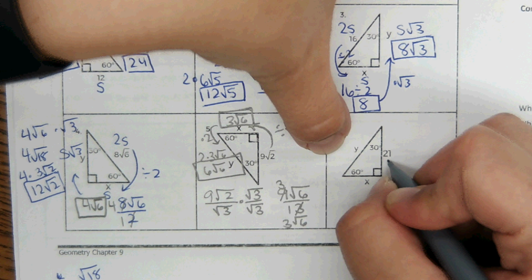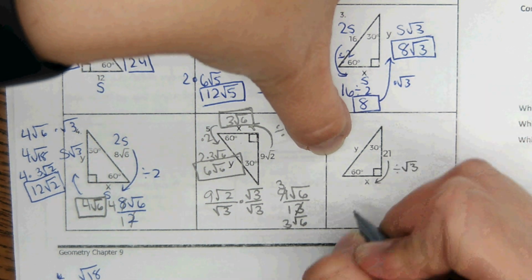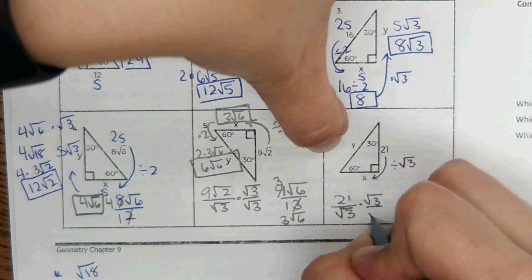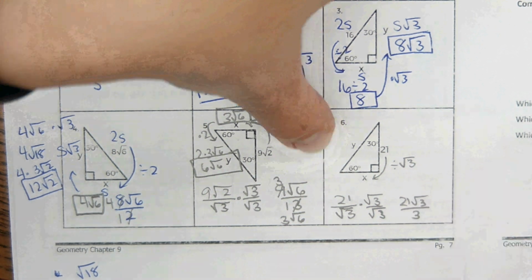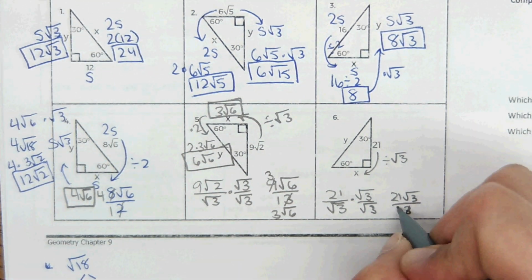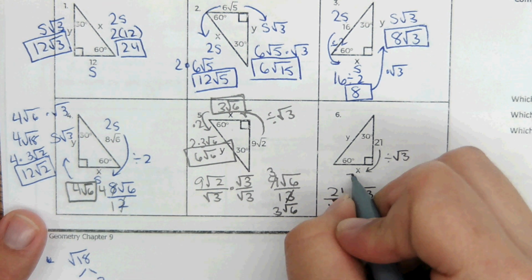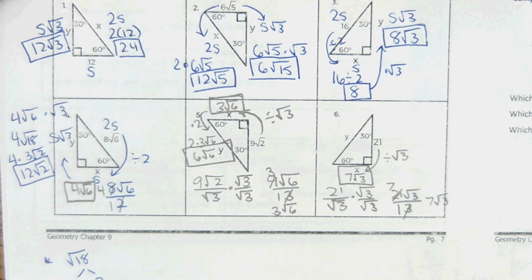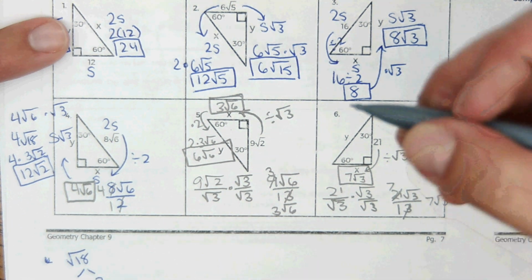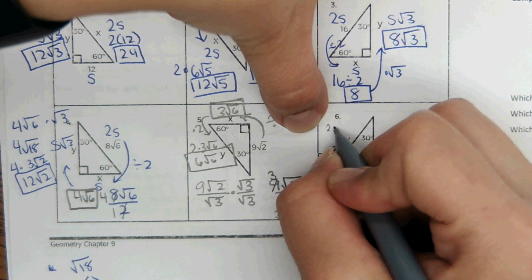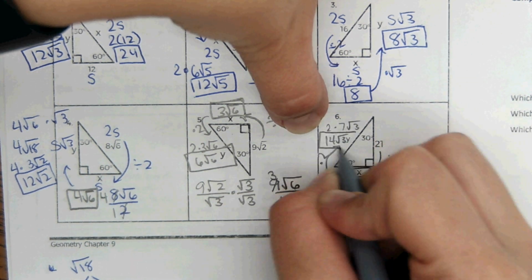And then here to the short, divide by square root of 3. 21 divided by square root of 3. Can't leave that as a denominator, so we rationalize it. And then divide this by 3, divide this by 3, you get 7 square root of 3 here. And then to get to the hypotenuse, multiply by 2. So 2 times 7 square root of 3 is 14 square root of 3.